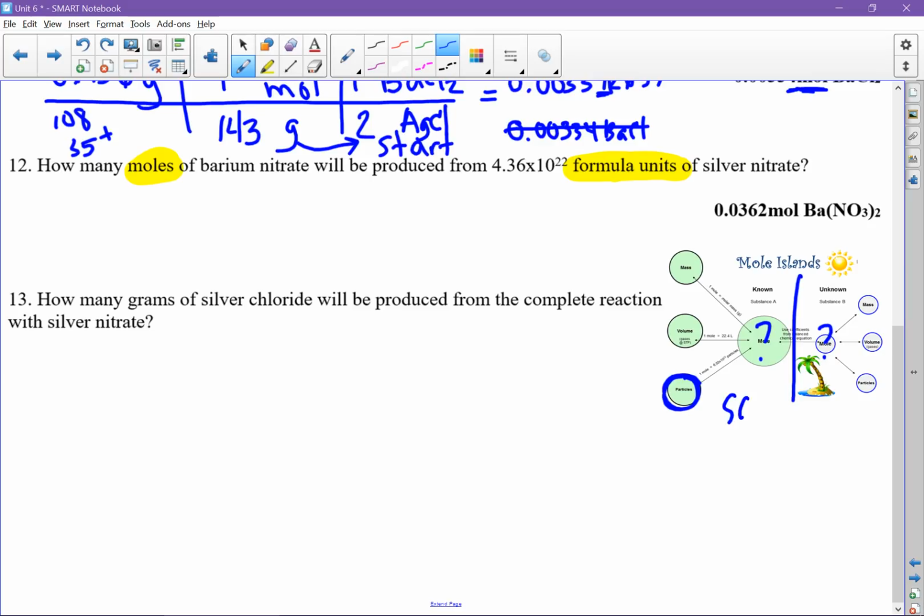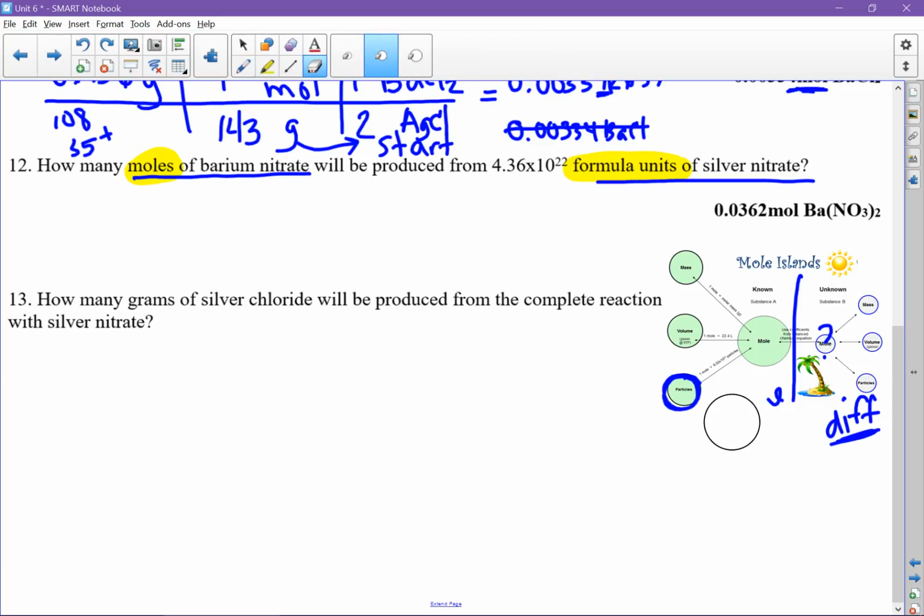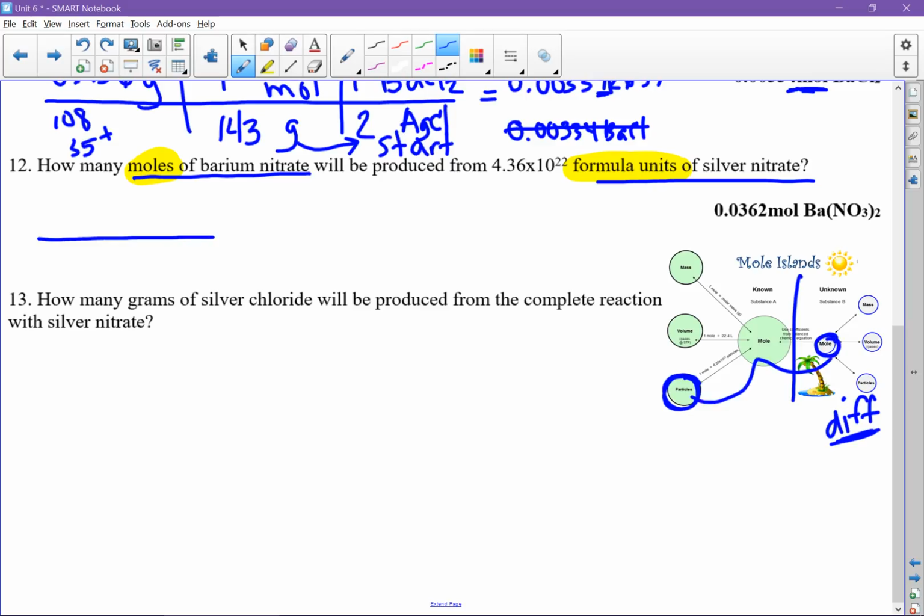If it's the same chemical, then you're going to stay on the same side. If it's a different chemical, you go over to the other side. I see moles of barium nitrate and formula units of silver nitrate. Those are different chemicals. What that means is I cannot stay on the same side. I have to go over to where it's different, which is here. That takes 2 steps.